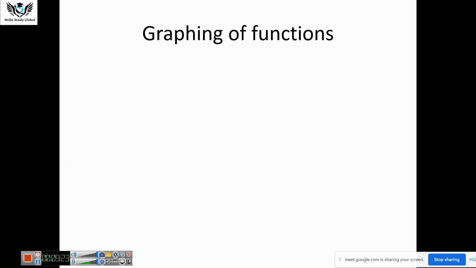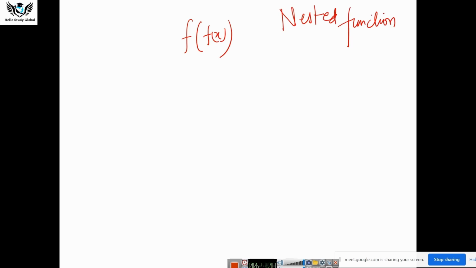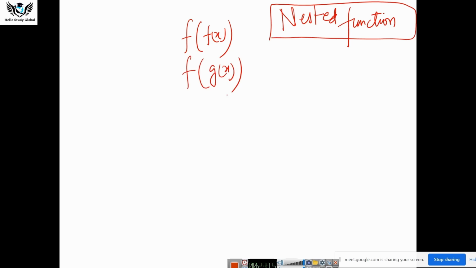Okay, we'll study nested functions in a moment. So a nested function is this. The notation is given as f of f(x). We're talking about nested functions. Now what is this? Or f of g(x). These are various notations of nested functions. We'll try and understand this. Let's say there are two functions, okay? f(x) is one function and g(x) is another function, right?